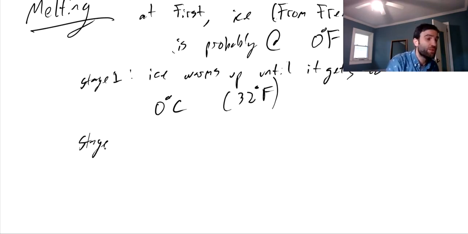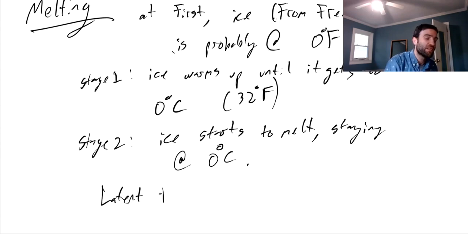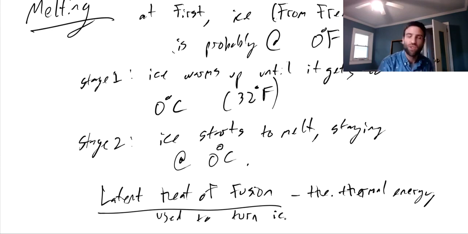So stage 2, the ice starts to melt, staying at 0 degrees Celsius, and the latent heat of fusion is the thermal energy that's going into breaking the bonds, turning bits of ice into bits of water. It is the thermal energy used to turn ice into water, or solid into liquid.